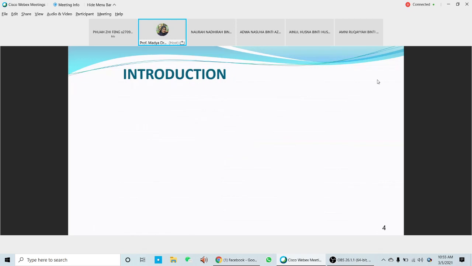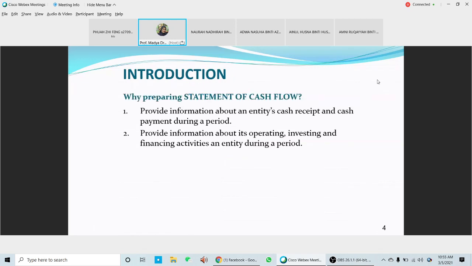So why do we need to prepare this? Because you want to provide information about cash receipts and cash payments. Anything that relates to cash flow is anything that relates to cash, so you only focus on two items: cash receipts and cash payments. So it provides information about operating, investing, and financing.